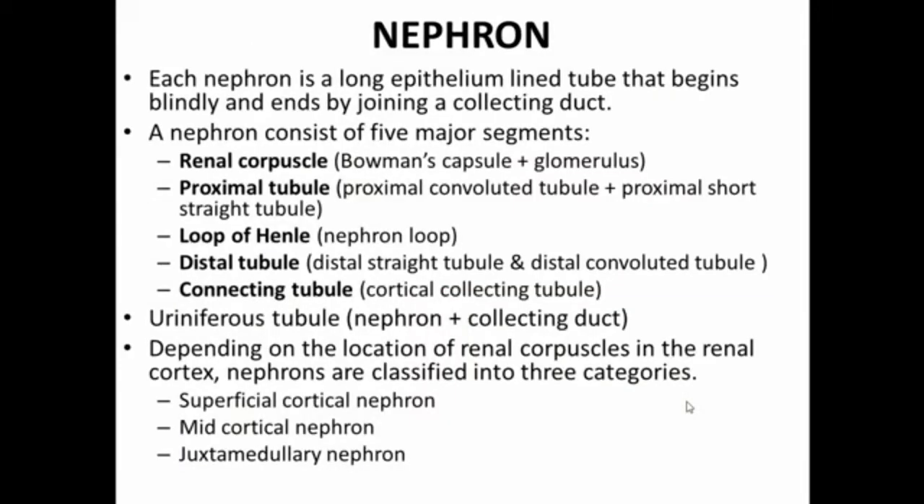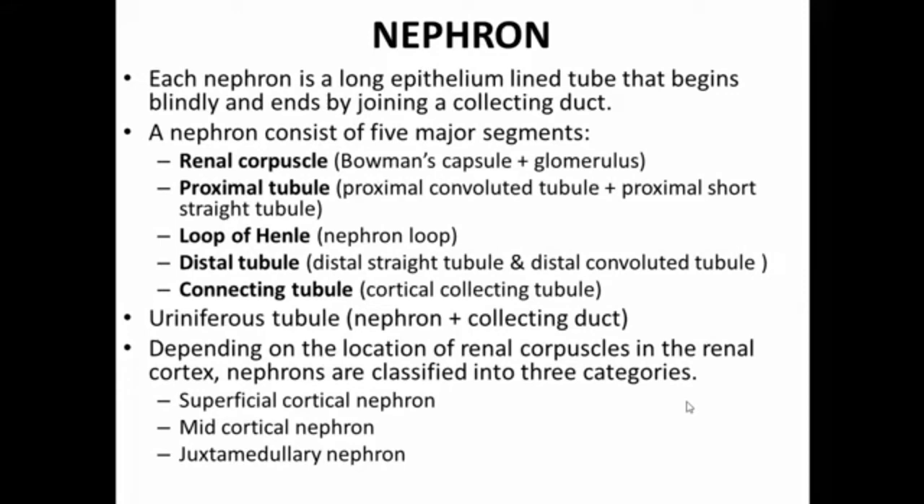Now, again just to revise: each nephron is a long epithelial lined tube that begins blindly and ends by joining a collecting duct. A nephron consists of 5 major segments: the renal corpuscle, that includes the Bowman capsule and the glomerulus; the proximal tubule, meaning the proximal convoluted tubule and the proximal short straight tubule; then the loop of Henle, also called the nephron loop; the distal tubule, distal straight tubule and distal convoluted tubule; and the connecting duct, which leads to the cortical collecting duct. Sometimes we use the term uriniferous tubule, and it means nephron plus collecting duct.